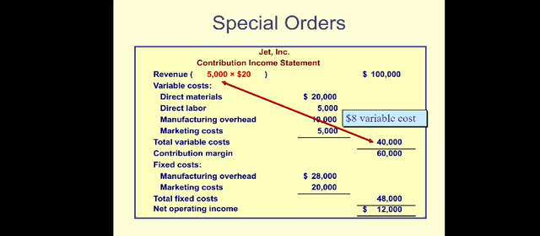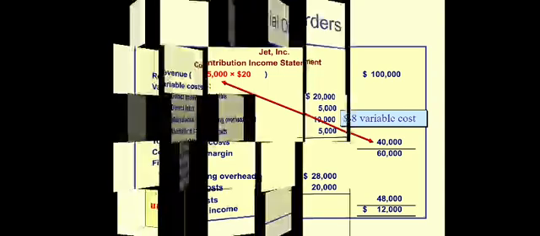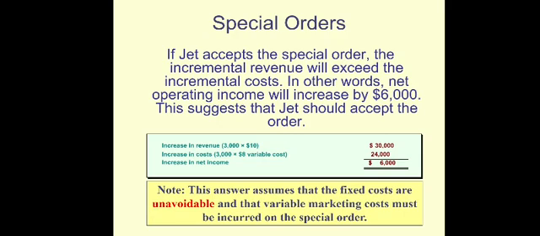So if the unit sales is 5,000 and the total variable cost is 40,000, so unit variable cost is $8. Why $8? $40,000 divided by 5,000 units, so you get the $8. So how to decide whether the special order should be accepted or not? The way to do the analysis is like this.